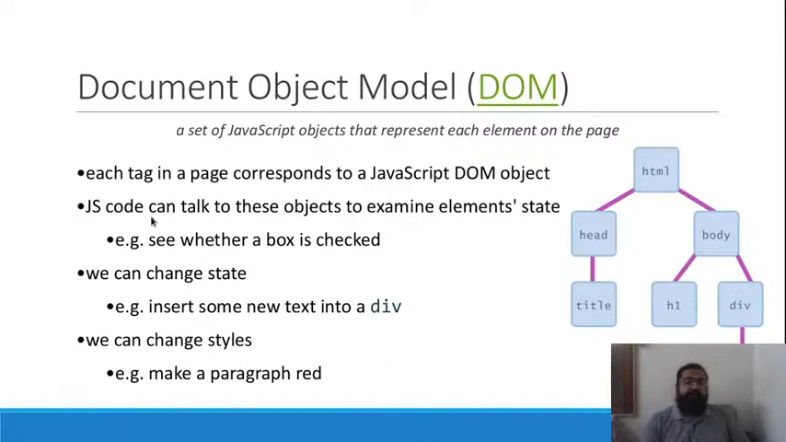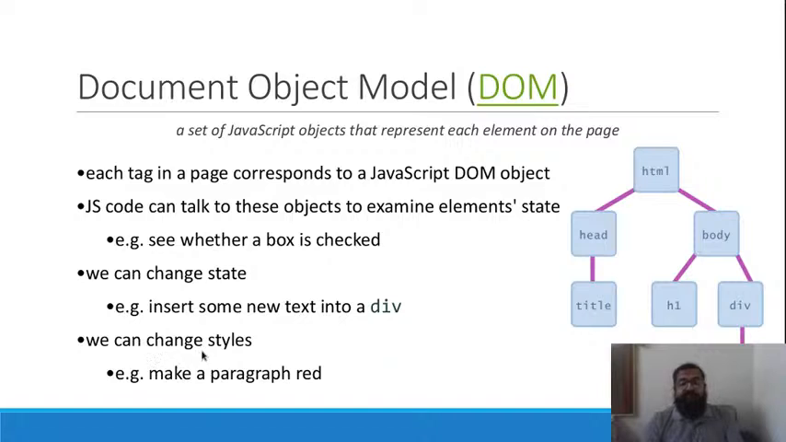JavaScript code can talk to these objects to examine the state of elements. So we can check whether a particular checkbox is ticked by the user or not. We can change the state, that is, we can change the text in the HTML that we have already seen, right? With JavaScript, when we click on a button, you added some text into the HTML. So that is inserting some new text into the div.